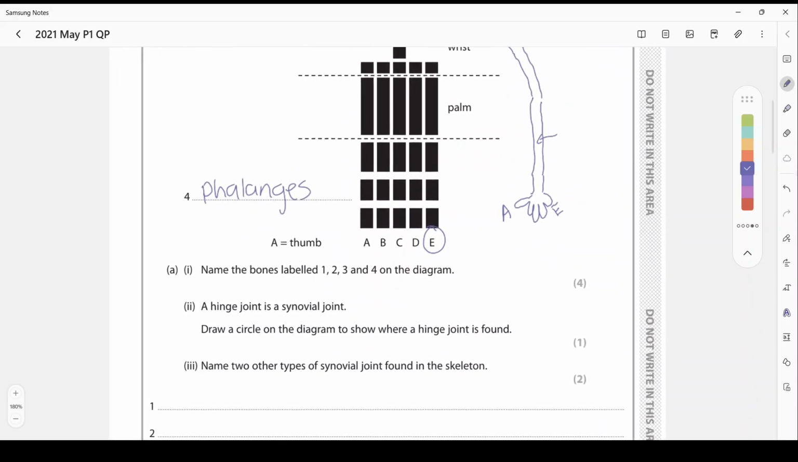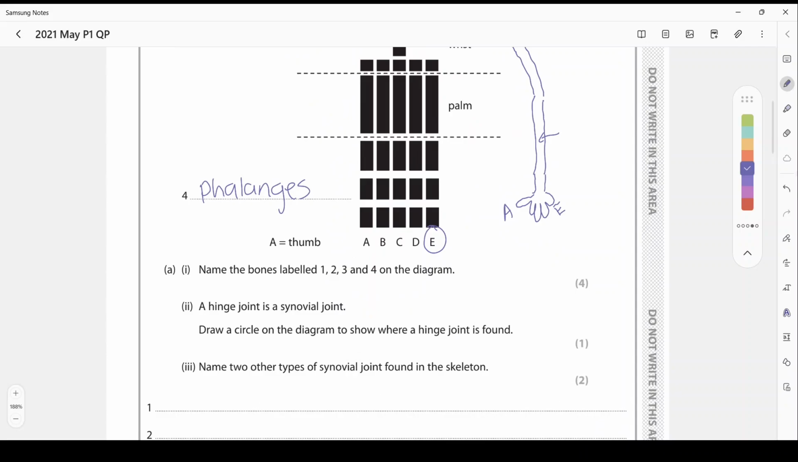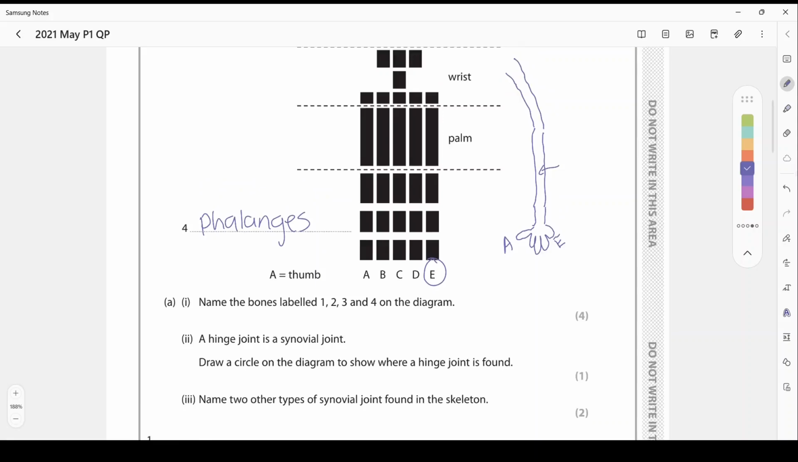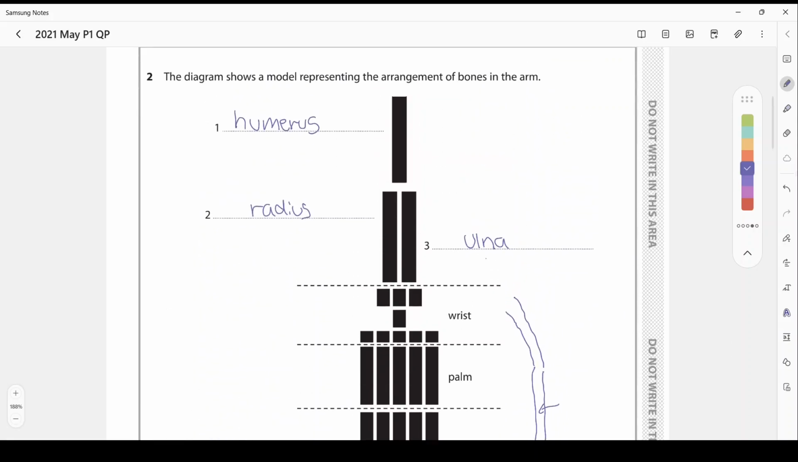Okay, part 2, it says a hinge joint is a synovial joint. Draw a circle on the diagram to show where the hinge joint is found. All right, here, it's referring to the elbow, and we just draw a circle to include all 3 bones.